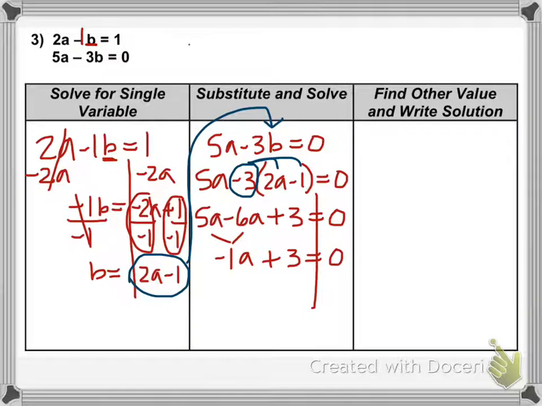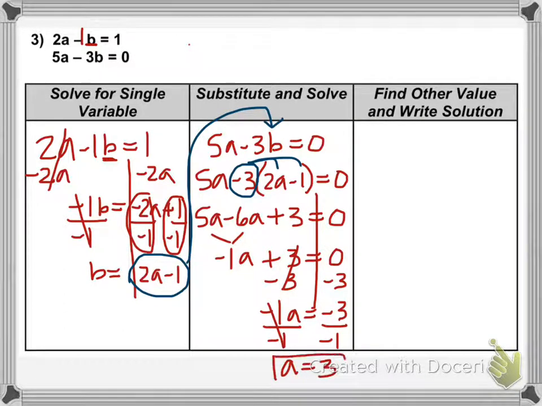Let's move our constant to the other side by subtracting it from both sides. So -1a equals 0 minus 3, which is -3. And then we'll get a by itself by dividing both sides by its coefficient of -1. So a equals -3 divided by -1, which is +3. So now we have the value of one of our variables, and remember we won't be able to write it as an ordered pair because it's not x and y, but we can still give the values.